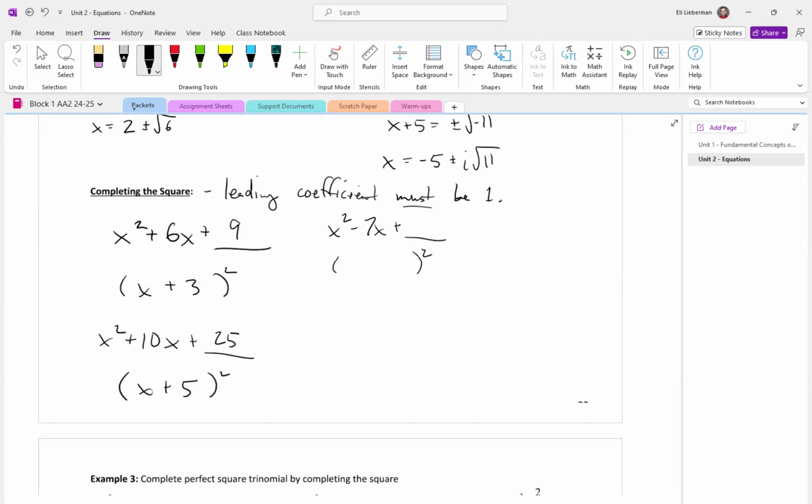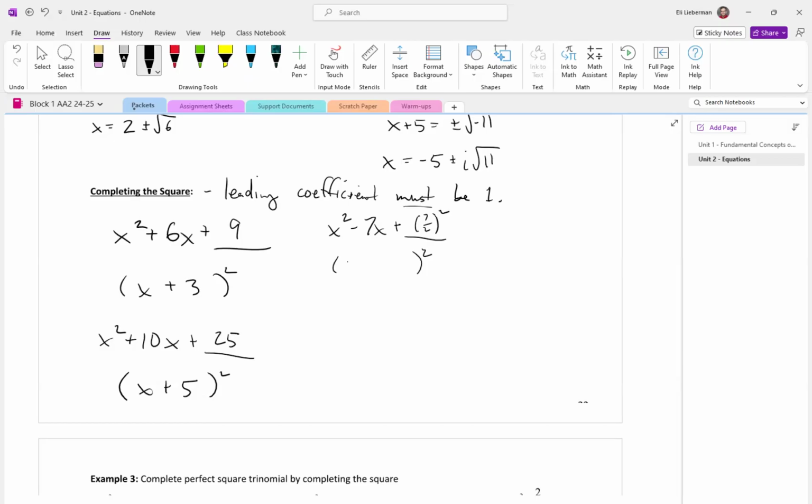Did you get it already? This one's a little bit harder, isn't it? But not really. The number that's going to go in the blank is half of 7, which I know is 7 halves. And we're going to take that and square it. Does that make sense? 49 fourths, which I trust you to be able to do.